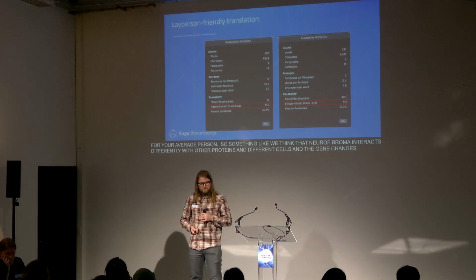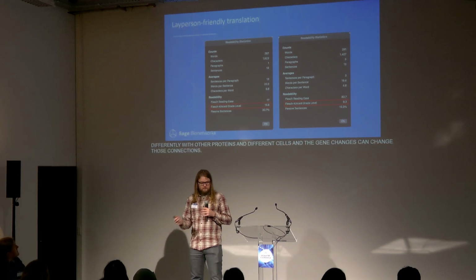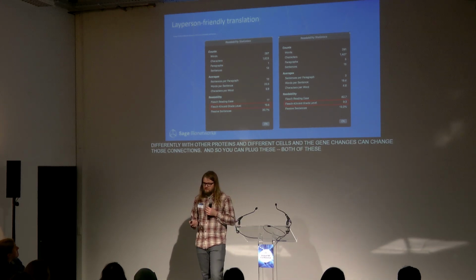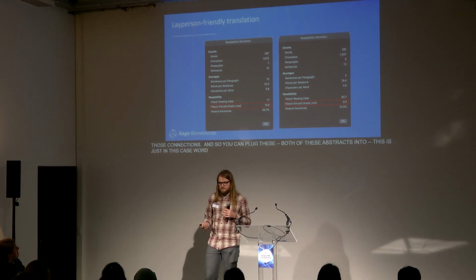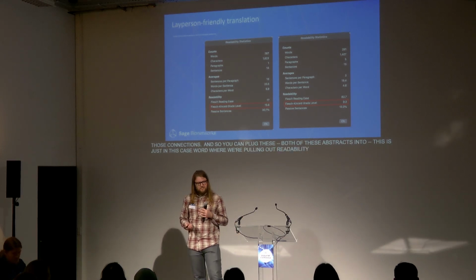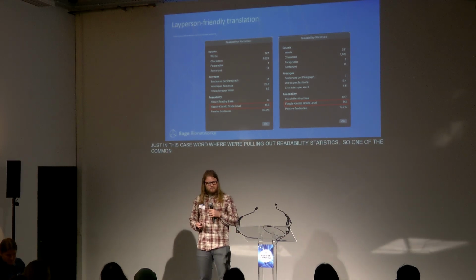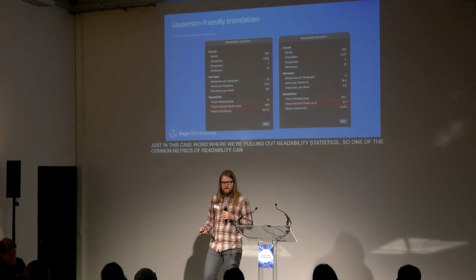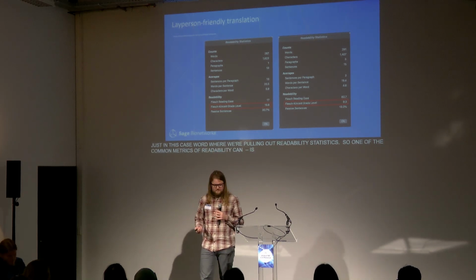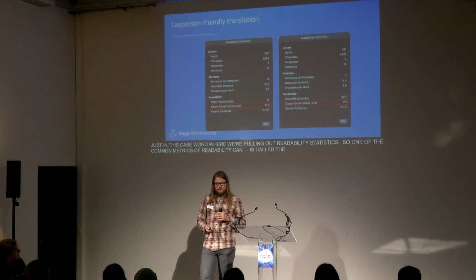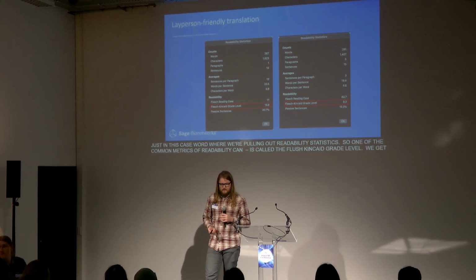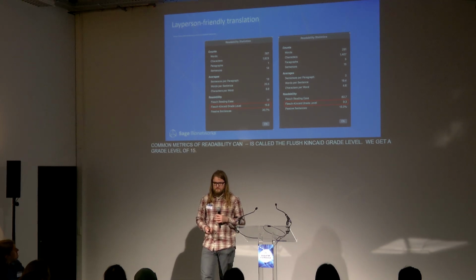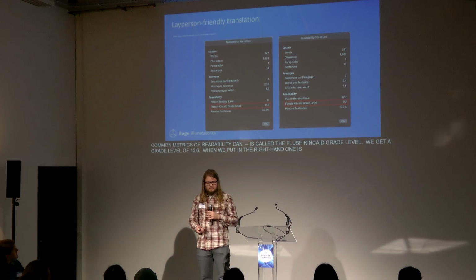And so you can plug both of these abstracts into, in this case, Word, where we're pulling out readability statistics. One of the common metrics of readability is called the Flesch-Kincaid grade level. When we put the initial abstract in, which is on the left, we get a grade level of 15.6. And then when we put in the right-hand one, we get a grade level of 9.3, which isn't quite 6th grade level, but it is substantially easier to read.